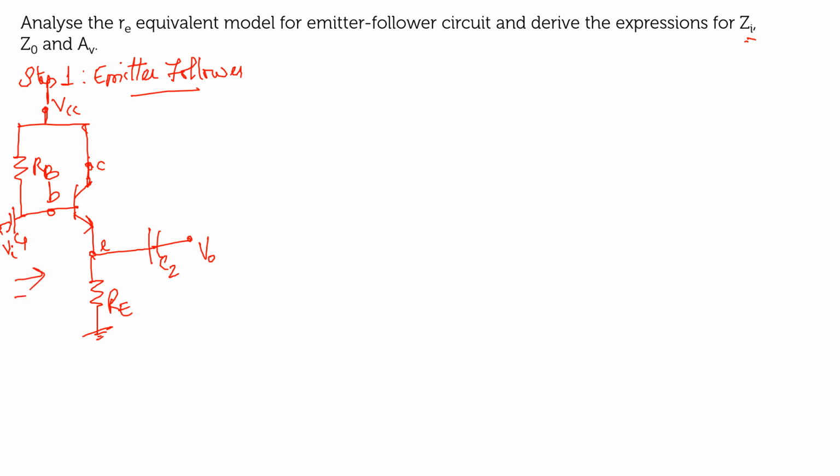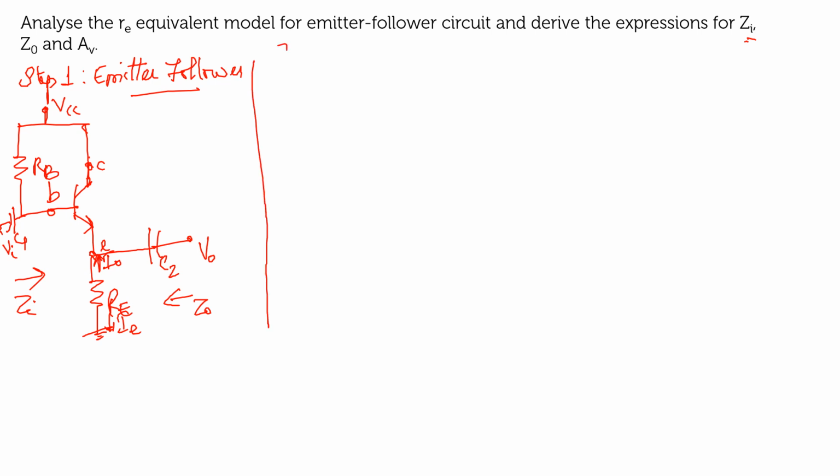Looking from the circuit towards the input side, it is your input impedance. Looking from the output towards your circuit is your output impedance, right? So the current here I am taking as Io and here it is Ii. So this will be the circuit diagram of your emitter follower.